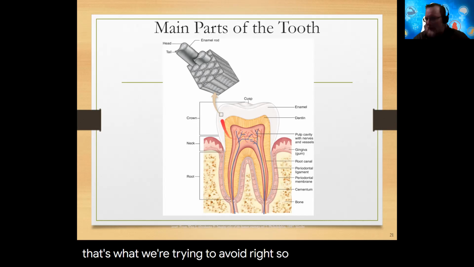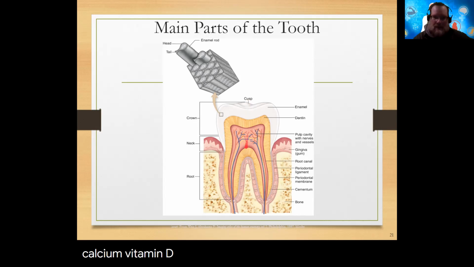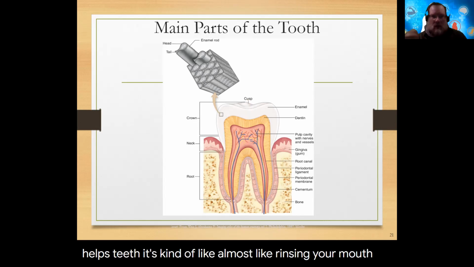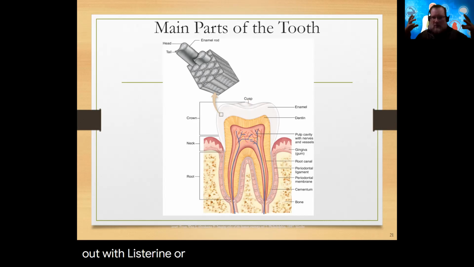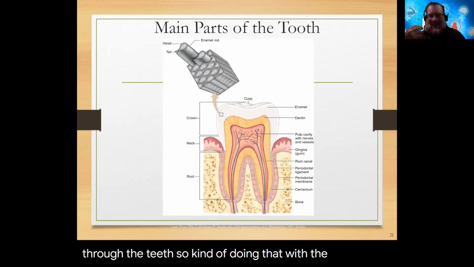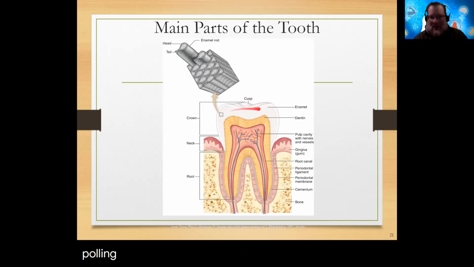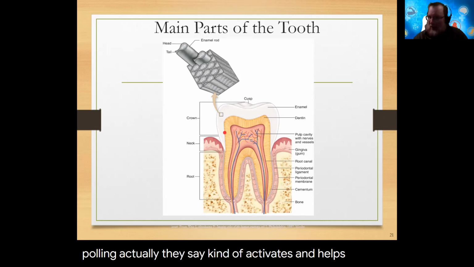So brushing of the teeth, nutrients, of course, vitamin C, calcium, vitamin D, magnesium, phosphorus, those are all going to help strengthen teeth. They also say that pulling helps teeth. It's almost like rinsing your mouth out with Listerine or something, but pulling the liquid through the teeth. That pulling, they say, kind of activates and helps strengthen the teeth a little bit.